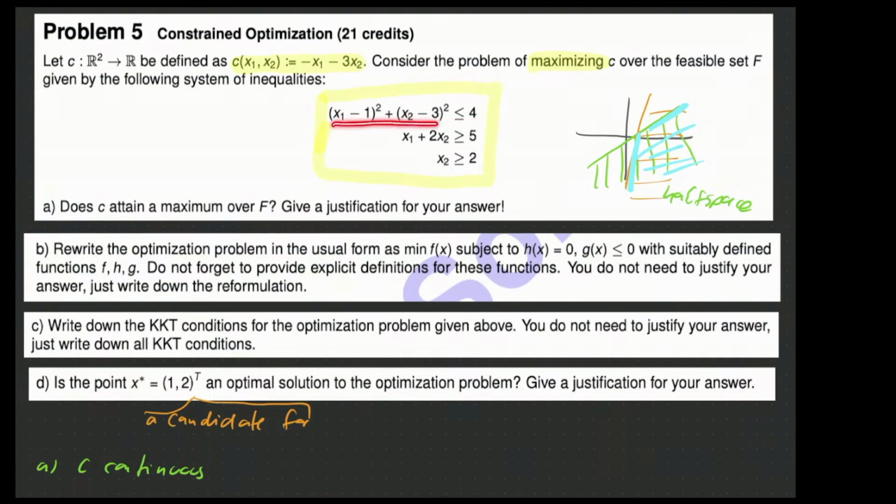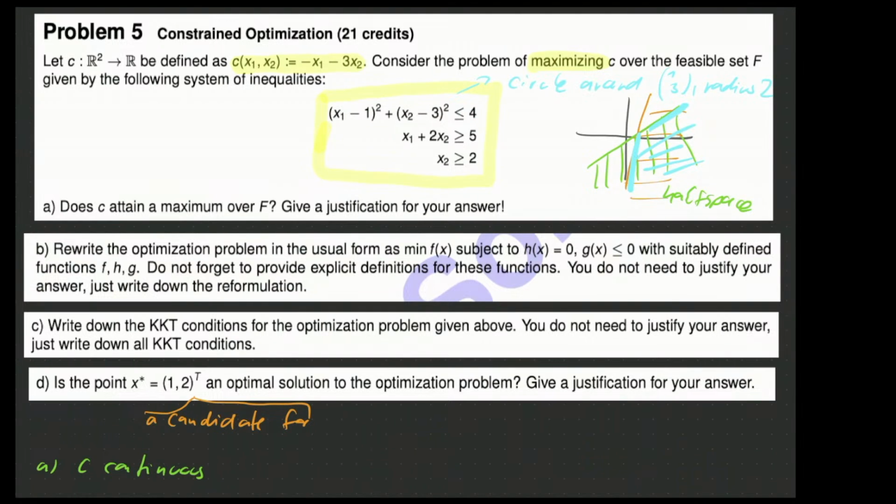Does anyone know what that is geometrically? Yeah? It's a circle, exactly, or a disk rather. So the circle line and the interior of that. And so what you get here is a circle. That circle is centered around the point (1, 3), where 1 is x1 and 3 is in the x2 direction. And the radius is 2. Pay attention to that. We have these squares here, so that is the radius squared.